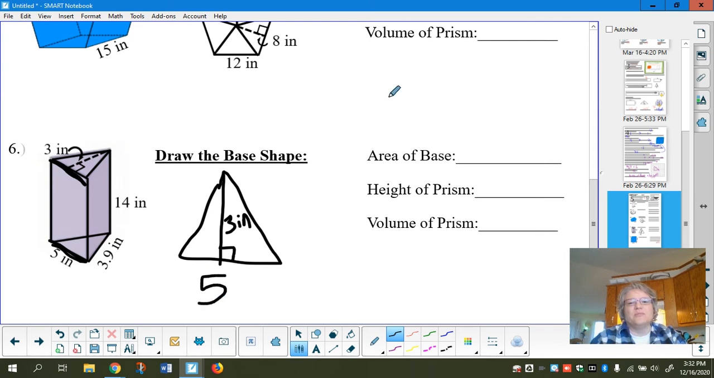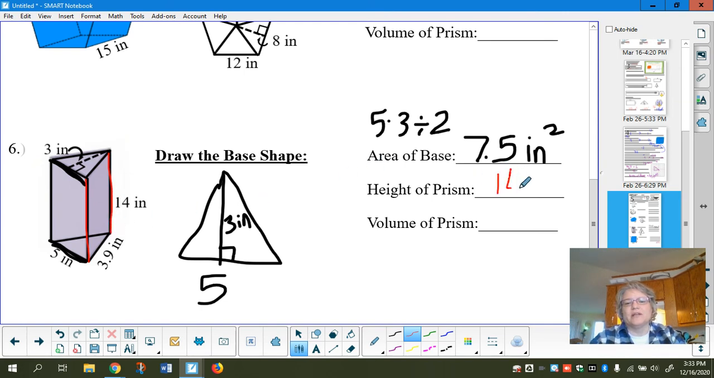So the area of the base is 5 times 3 divided by 2. 15 divided by 2 is 7.5. So 7.5 inches squared. That's the area. The height of the prism. The height of the prism is the distance from base to base. So here's one base. Here's the other base. This is the distance between them. That's the same as this one. So it's 14 inches. There's no calculating for height. You just look and you find it.